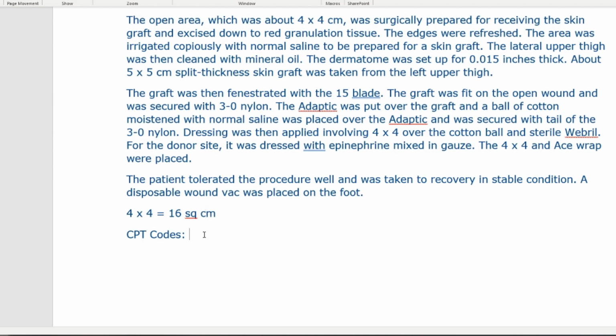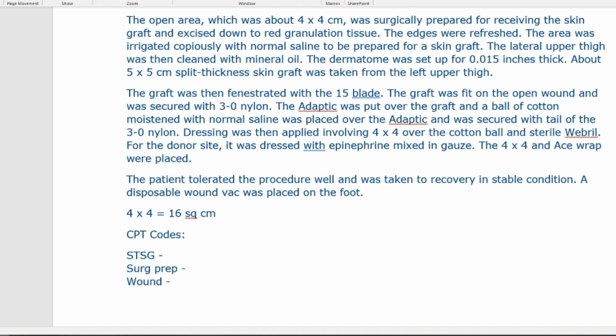So let's take a look. First we have our split thickness skin graft. That's the first thing we want to code for, split thickness skin graft. And then we have our surgical prep. And we also have this wound vac. We're going to take a look at the wound vac and see what we can do there.